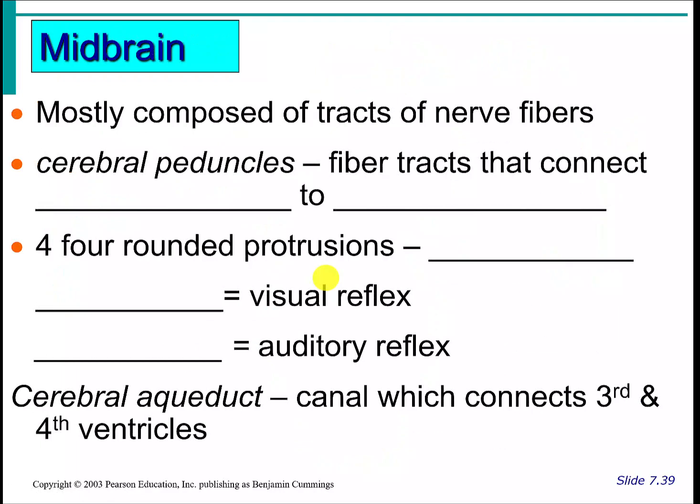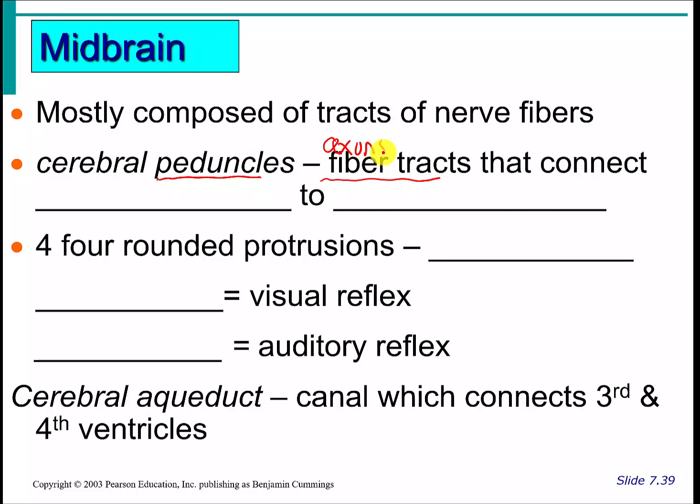So going back to the midbrain, again, it's mostly made of tracts, these clusters of axons. And if you're doing a dissection of the sheep brain and looking at it, it's kind of hard to tell the difference between anything. Everything looks just like white. But in this area are something called the cerebral peduncles. Remember, peduncles are stalks, meaning it's holding something up. But these are really just tracts or clusters of axons.